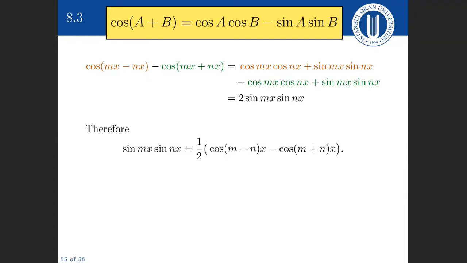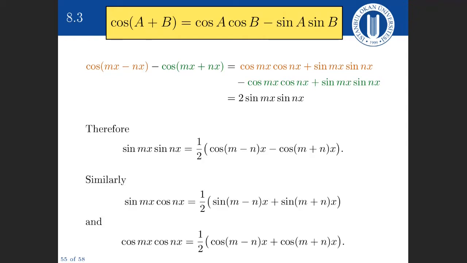Divide by 2. The formula that we want is sine mx sine nx is a half of cos (m minus n)x minus cos (m plus n)x. Similarly, we have formulae for sine cos and cos cos, and I'll leave these for you to check. It all comes from the formulae for sine of A plus B and cos of A plus B.